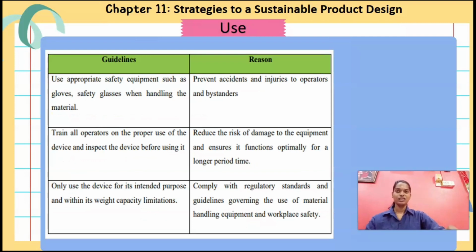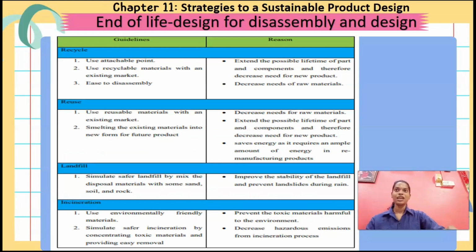The next one is use. So these are the guidelines. The guidelines are created mostly for the reasons of risk management and also safety, to prevent accidents and to reduce the risk of damage. And the next one will be end of life, design for disassembly. These are the guidelines created, and most of the reasons are to extend the possible lifetime of parts and components, and also to decrease the need for new products and raw materials.